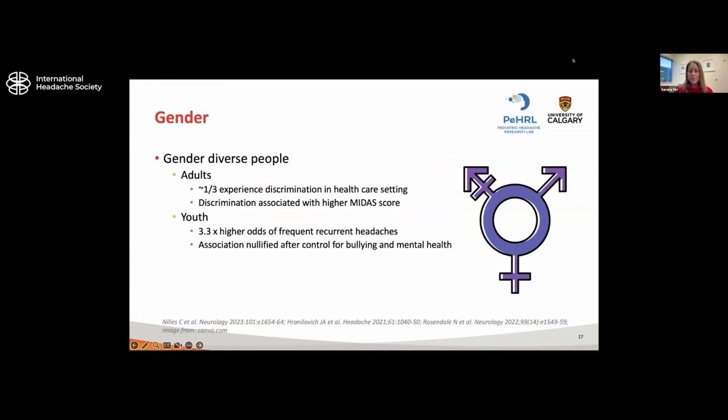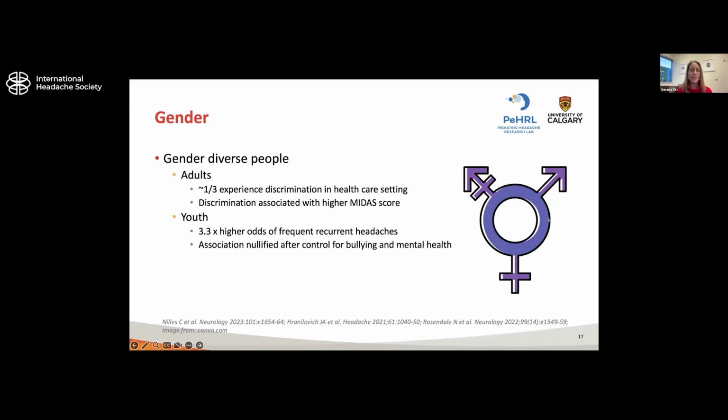What about gender? And so there's some emerging evidence looking at migraine and gender diverse people. We need a lot more work in this space because I think it's an important population with a high burden of this disease. But there's emerging data in adults to show that we know that discrimination in a healthcare setting is very prevalent, and about a third of adults with migraine will experience some discrimination in the healthcare setting related to their gender identity.